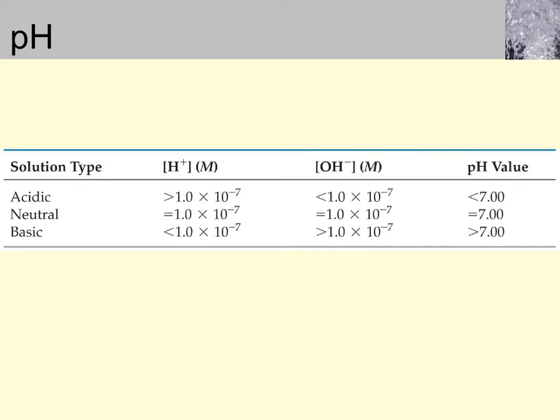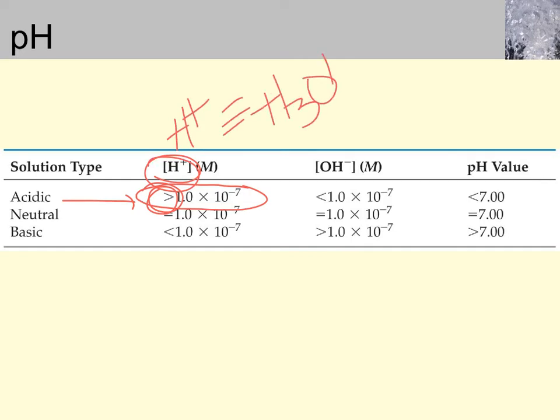Here is just a summary of everything. Remember, if you are dealing with an acidic solution, you have a higher concentration of hydronium ion. Remember that for our purposes, H plus is equivalent to H3O plus. You're going to see them both ways. In a neutral solution, hydronium and hydroxide are equal to each other, and in a basic solution, hydroxide ion is larger.